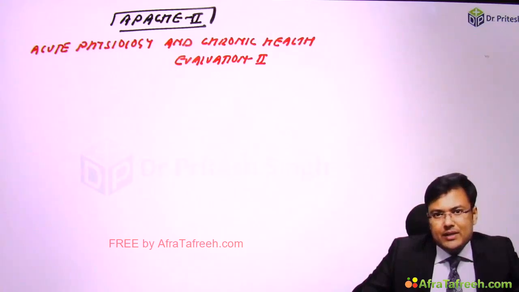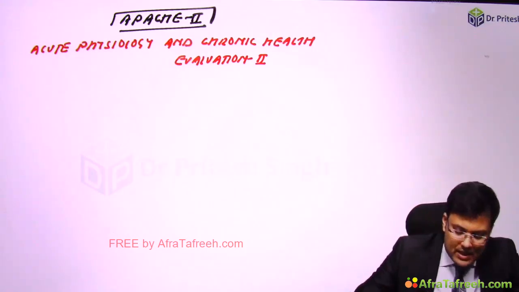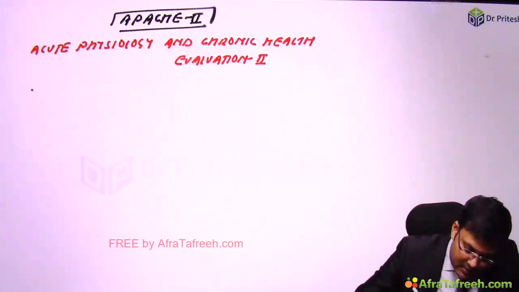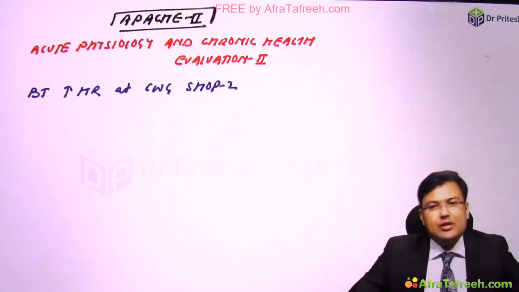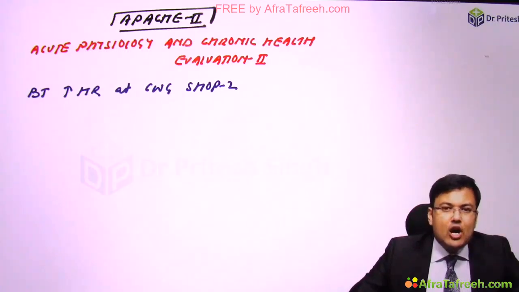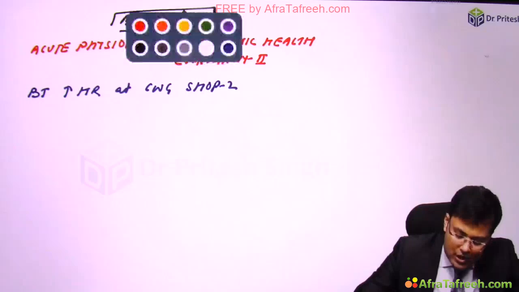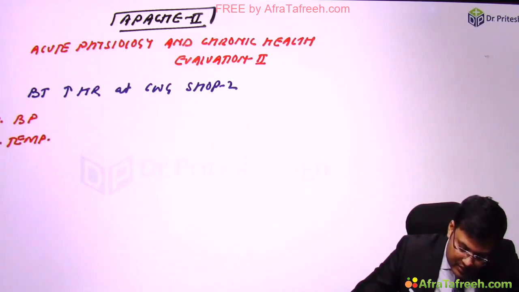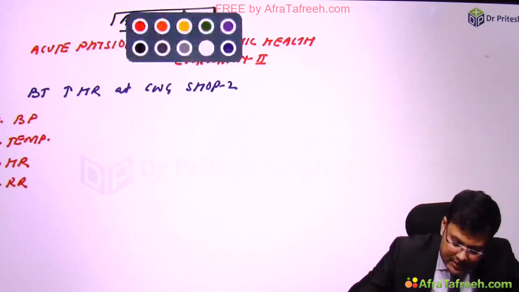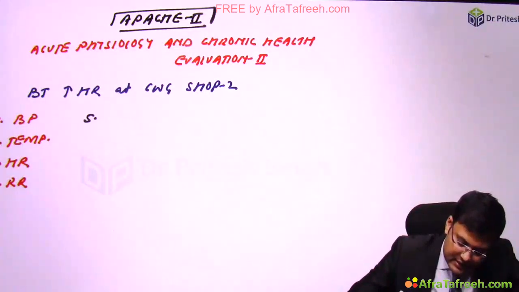Now, what are the parameters? You can easily remember by this simple mnemonic. Blood transfusion increases heart rate at Commonwealth Games, sharp number 2. So what are the parameters? First, B, blood pressure. Second, T, temperature. Third, heart rate. Fourth, respiratory rate. Fifth, creatinine.